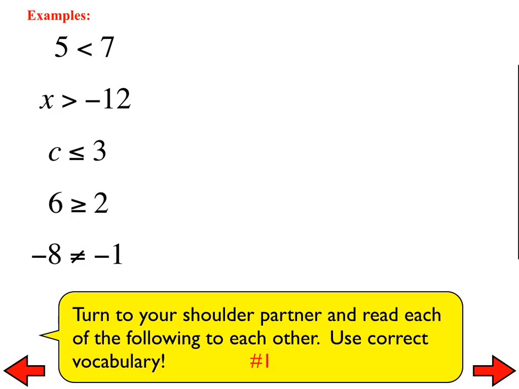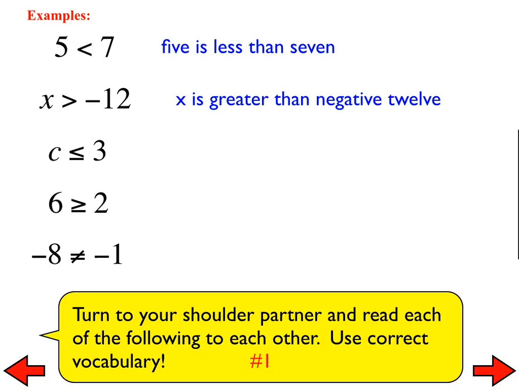So one way of stating the first one would be 5 is less than 7. What would be another way of saying that? 5 is below 7. Okay, that'll work. I'm going to take the easy one on this one. It's x is greater than negative 12. What would be another way of saying that? Yes. X is more than negative 12. Good. I'll take the easy one on the next one. C is less than or equal to 3. What would be another way of saying that?